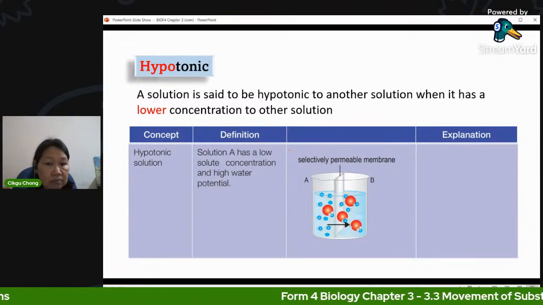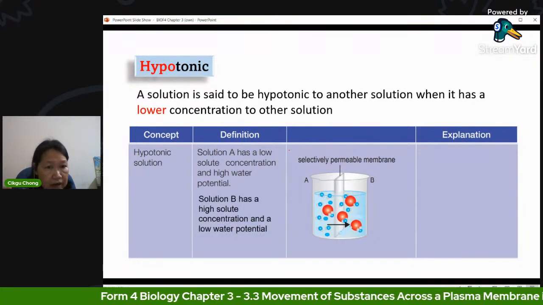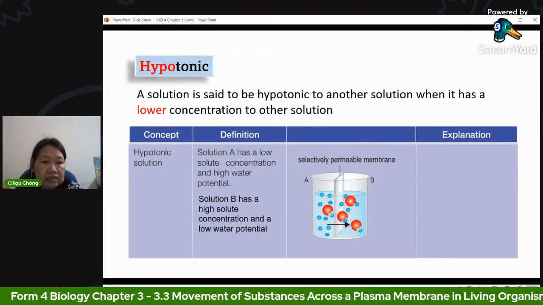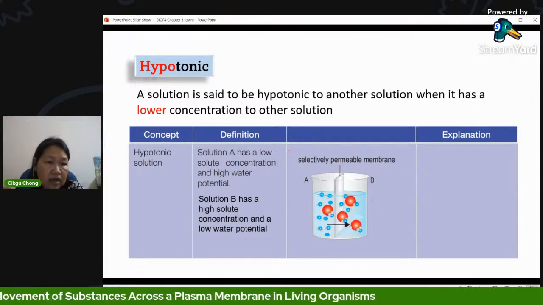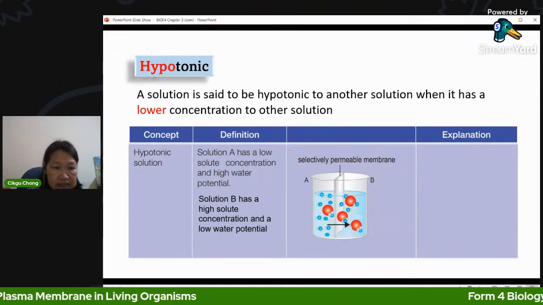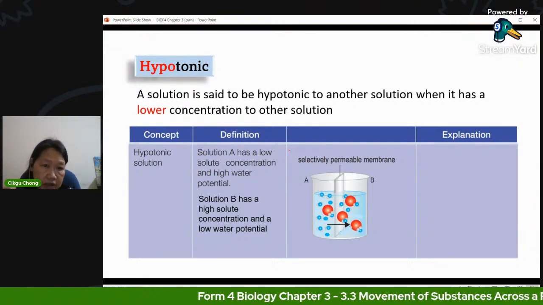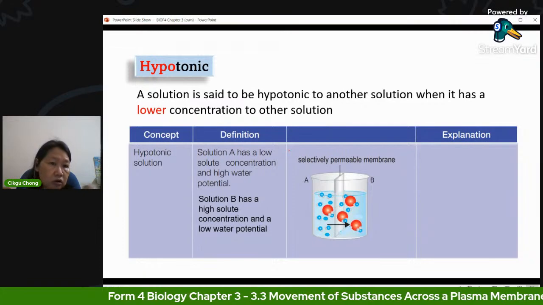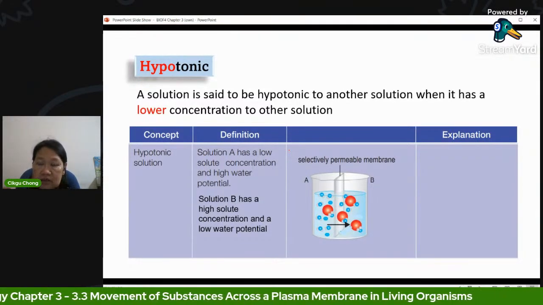Okay, the other side, the B will have only 6. So you can also put it the other way around. Solution B has a high solute concentration because there are 3 there, and has a low water potential because there are only 6 compared to the other side. So you see, if it's high solute, that means you will have a low water potential. If it has a low solute concentration, it will have a higher water potential. Okay, it's the same thing.